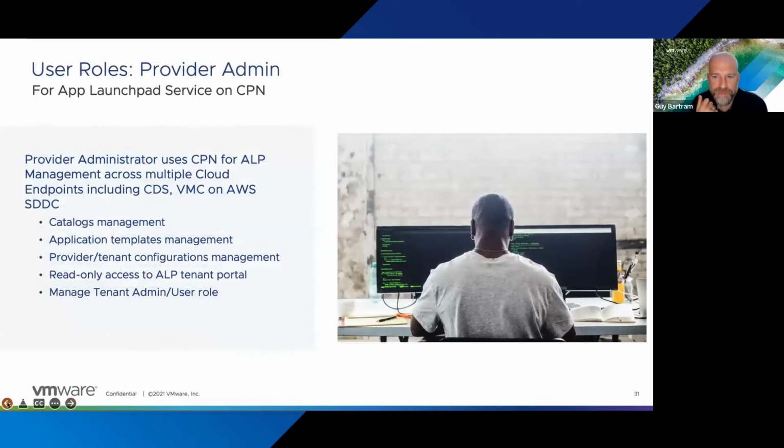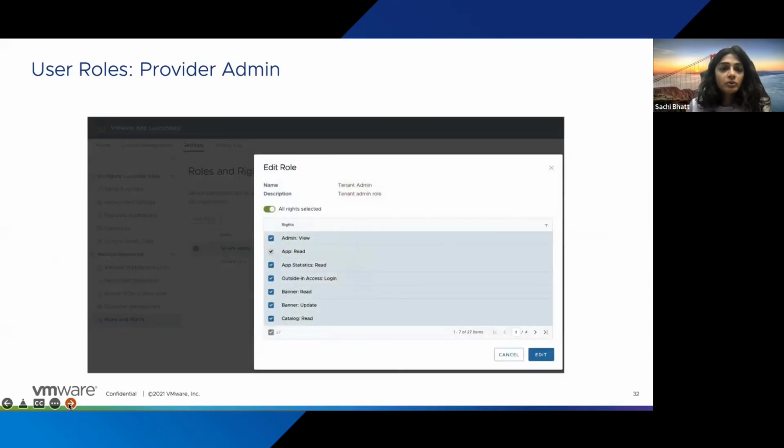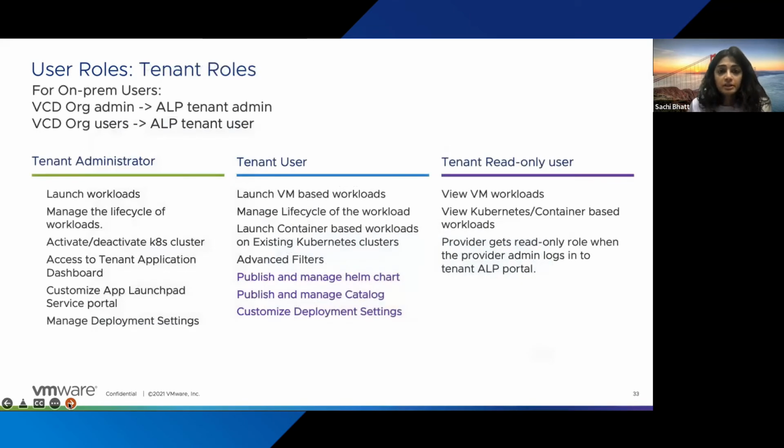Let's look at some user personas. We all know about the provider admin, who manages catalogs, global catalogs, user personas, things like that. Now we are also adding a tenant admin user role with a few more capabilities. The tenant admin can manage the Helm chart, manage the local catalog for them, and customize the default settings, things like that.